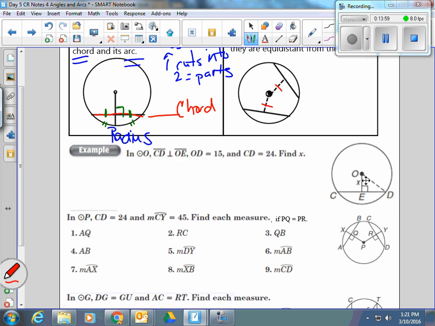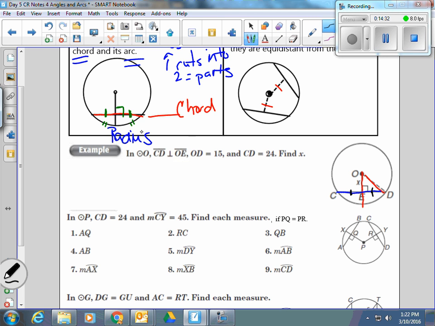Somebody tell me, what is this line right here called? Radius. Uh-huh. If I continue this line straight down, what would it be called? Radius. And what would this line right here, CD, be called? Chord. So if I have a radius that crosses a chord, and it forms 90 degrees, what do I know about it? Well, it is perpendicular, but what do I know about it? It cuts it in half, right? So that means that each of these would be the same.